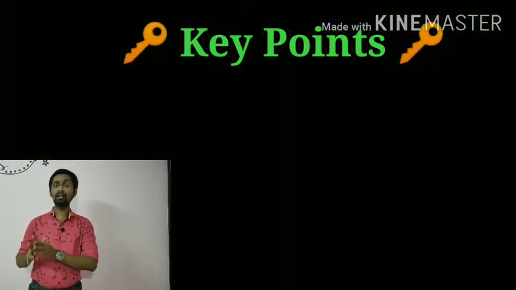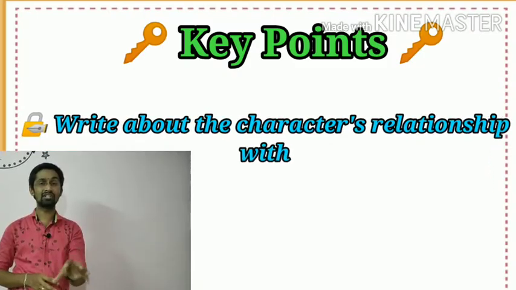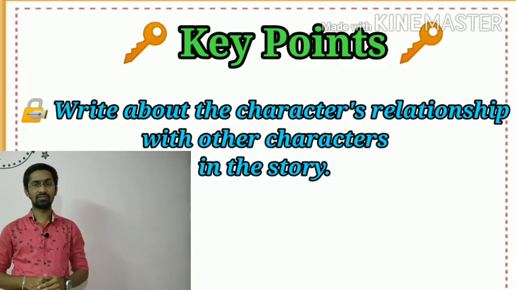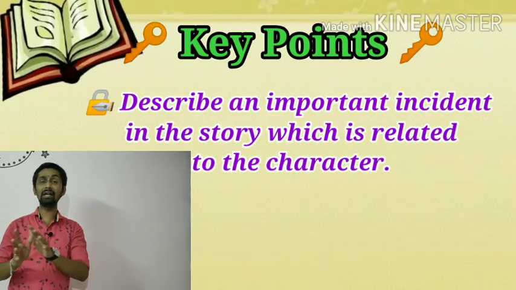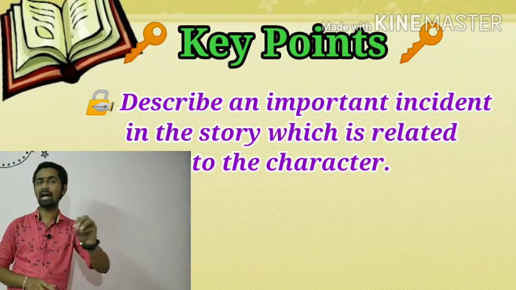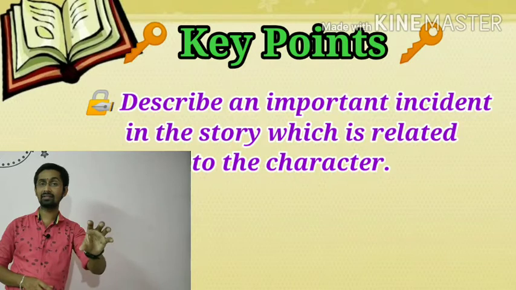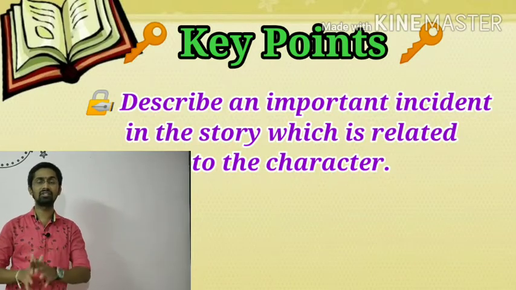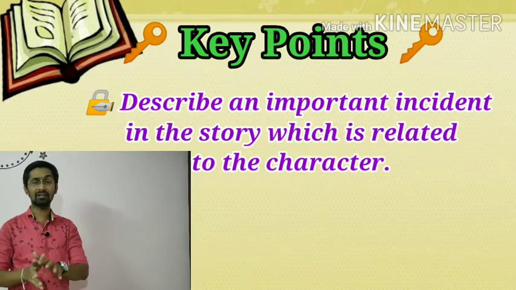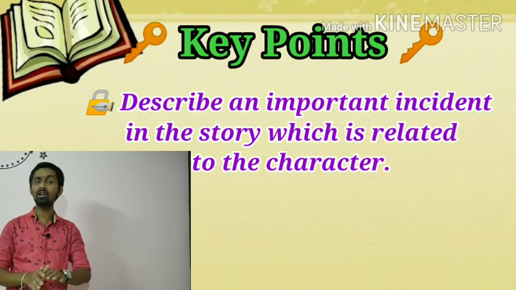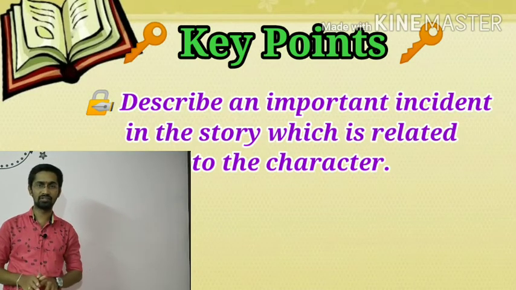Next one, fifth one, you should mention his relationship with the other characters. Final point, you should mention the main incidents related to that character in that chapter. You should mention that. So these 6 points, while writing a character sketch, you should remember all these 6 points.